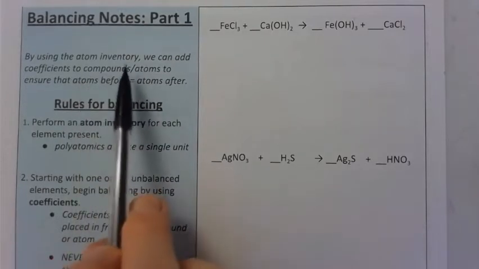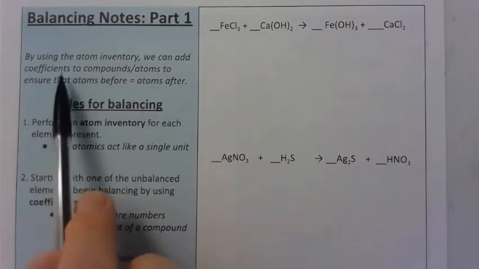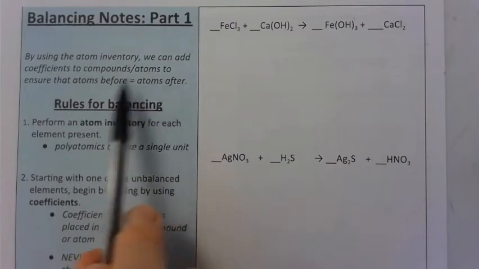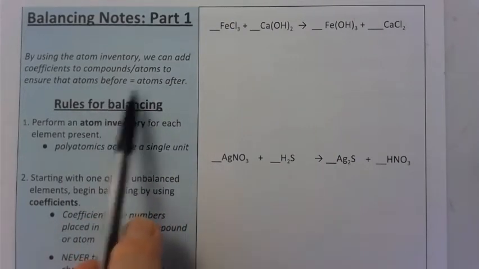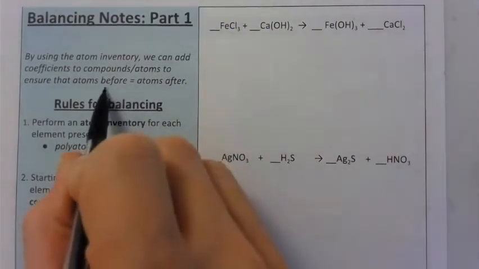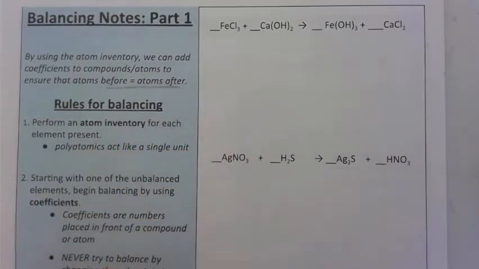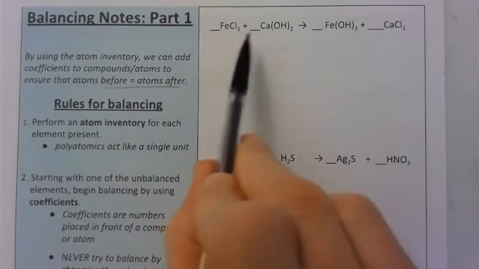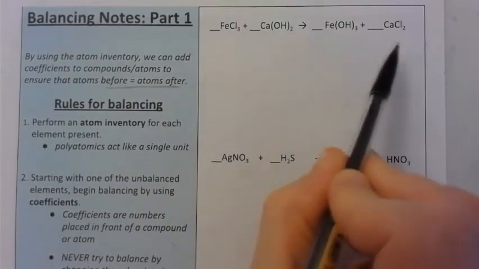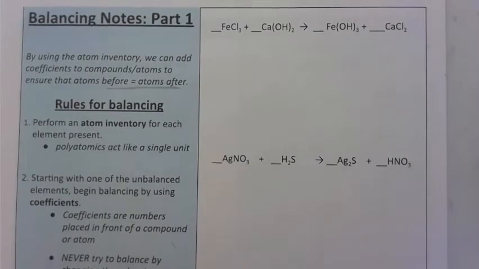So by using an atom inventory, we can add coefficients to compounds or atoms to ensure that atoms before equals atoms after. And again, that is the big fundamental piece to this whole process. We want to account for the fact that the number of iron atoms going in and the number of iron atoms coming out are in fact the same.